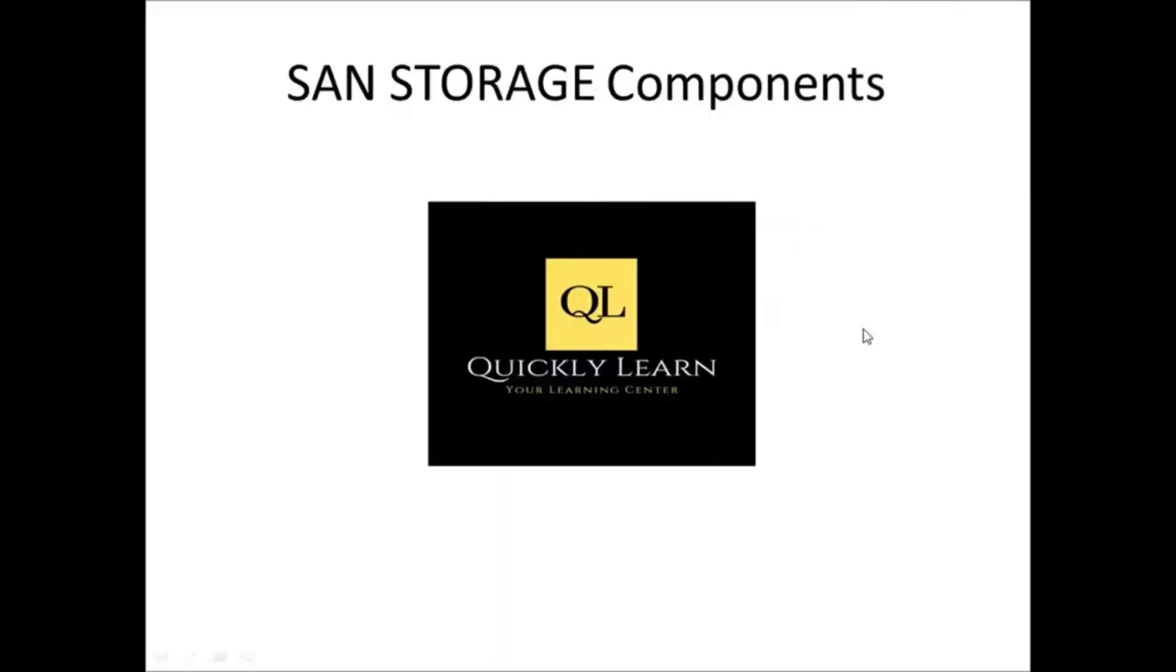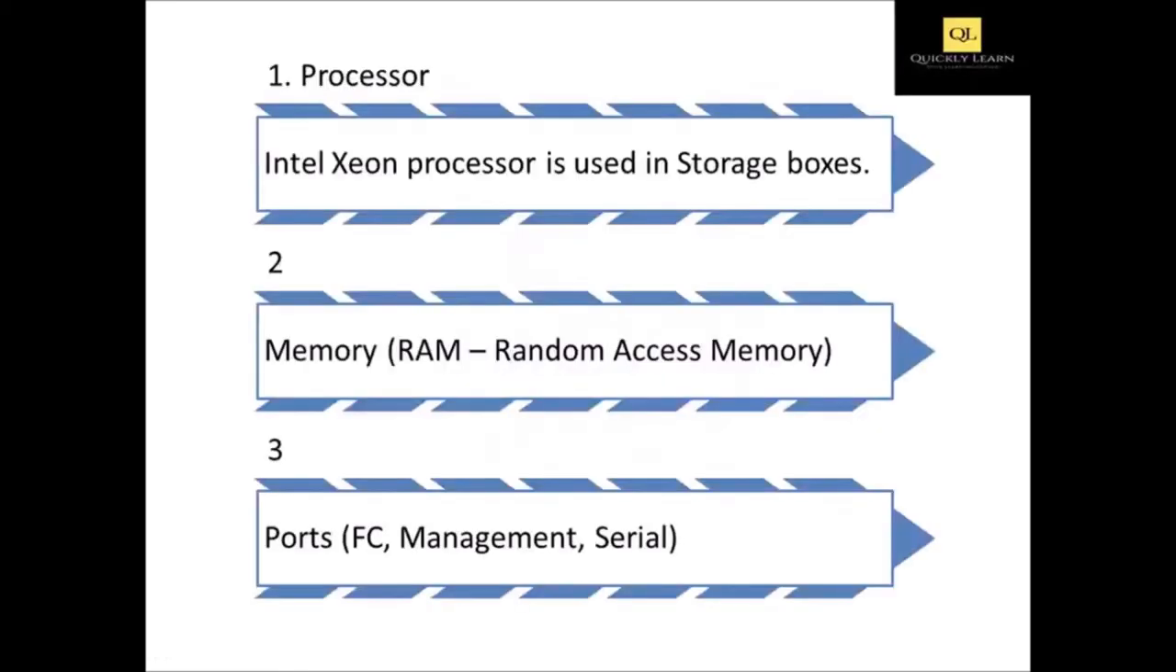So in SAN storage, a total of 12 components are there. Storage is made up of a processor. In storage boxes, you'll find an Intel Xeon processor. Take any vendor storage like EMC storage, HP storage, or IBM storage, or any other vendor, and you'll find an Intel Xeon processor inside of it.